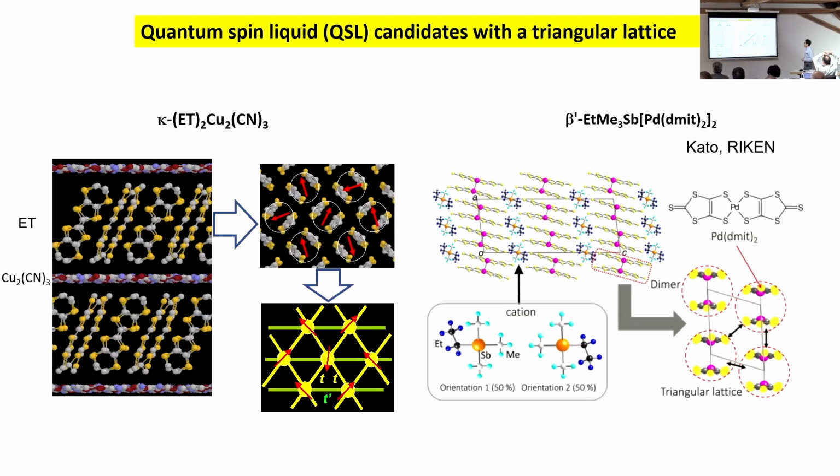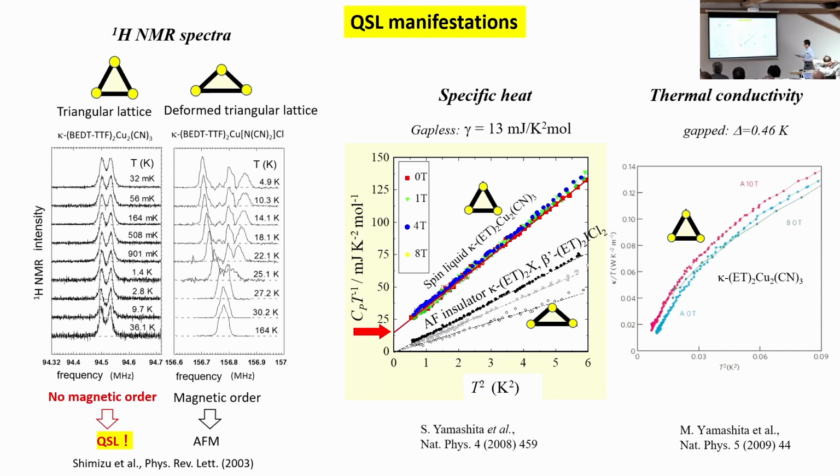This is very early data, which Michel also showed yesterday. This is a comparison of the NMR spectra between the two materials, the isotropic triangular lattice and the anisotropic triangular lattice. No change of the NMR line tells us that there is no magnetic order. This is a consensus in this community: no magnetic order, at least in a low magnetic field.